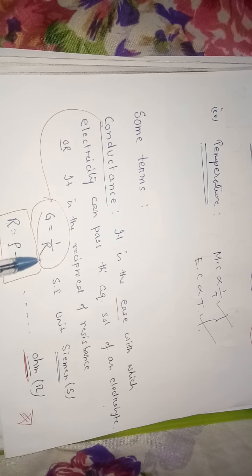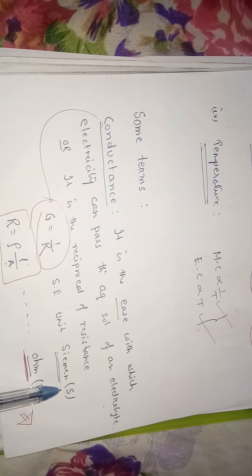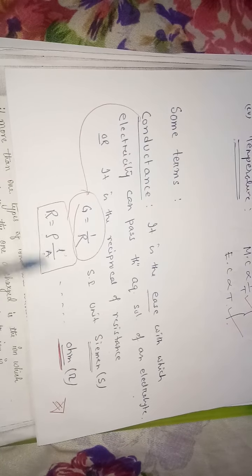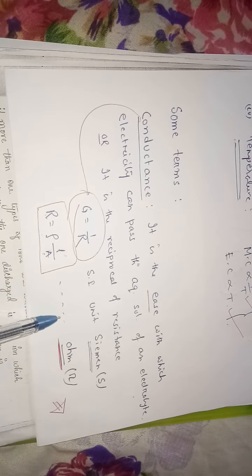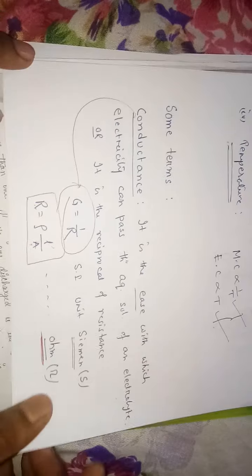So resistance unit is ohm. So SI unit of conductance is Siemens, actually ohm inverse, designated by S. R equal to rho L by A. SI unit of resistance is ohm. It is given, symbol is this one. Clear?